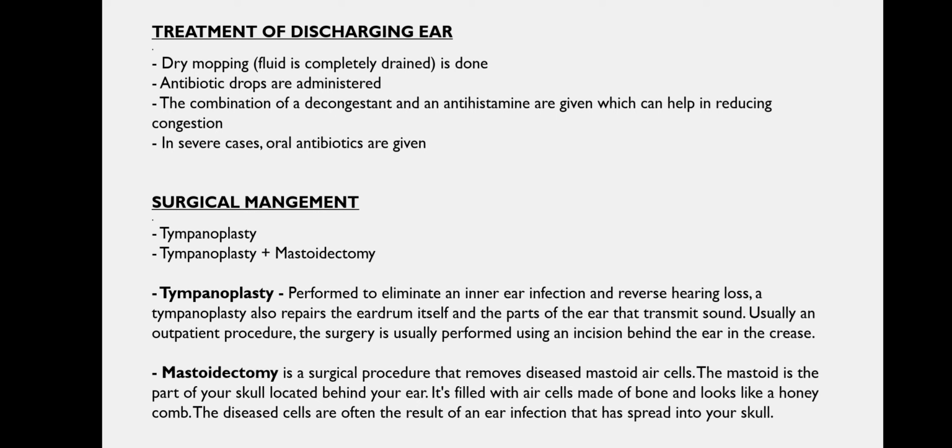Mastoidectomy is a surgical procedure that removes diseased mastoid air cells. The mastoid is the part of your skull located behind your ear. It is filled with air cells made of bone and looks like a honeycomb. The diseased cells are often the result of an ear infection that has spread into the skull.